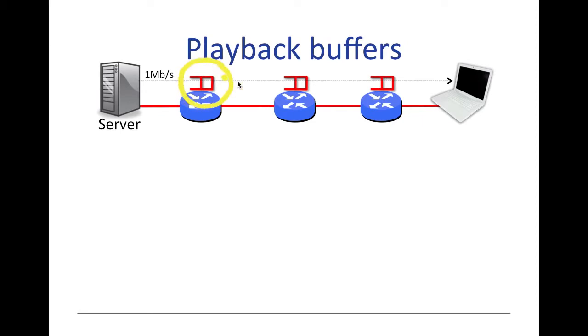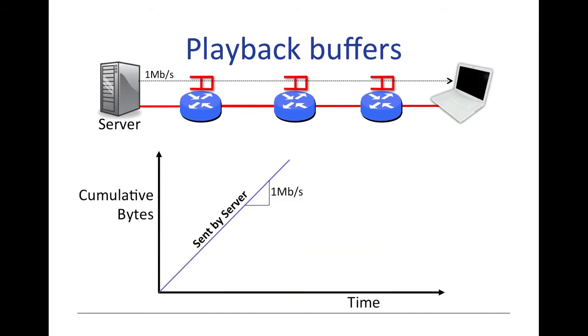The thing that we're going to be concerned most about is the queuing delay here. There are 3 places where we can experience queuing delay, and that variable queuing delay is going to mean that our packets show up at slightly unpredictable times. So let's look at a graph of what this might look like. This graph shows the cumulative number of bytes sent by the server as a function of time. Because it's sending at a fixed rate of 1 megabit per second, the line is straight. And so after 1 second, it will have sent a megabit, a million bits, and after 10 seconds, it will have sent 10 million bits.